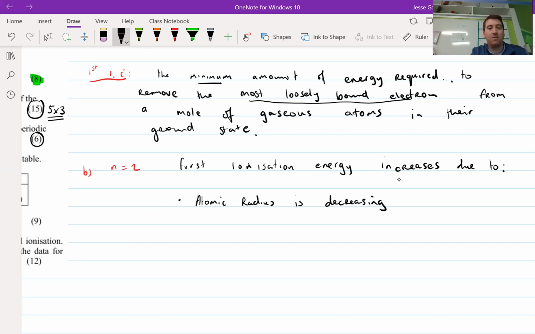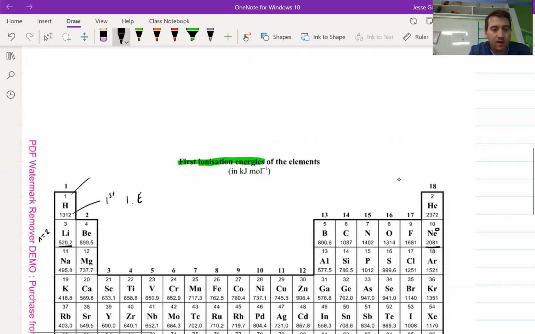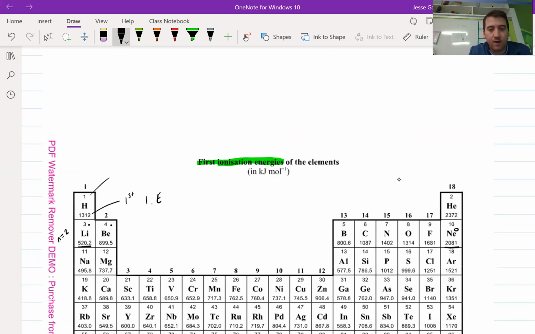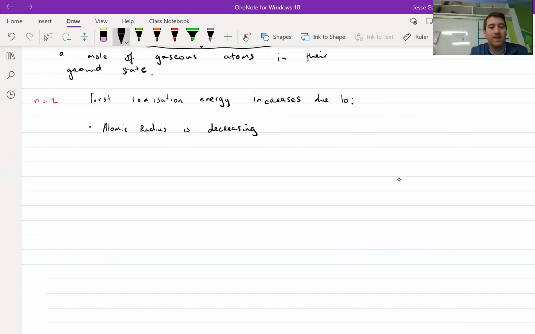And in addition, as we move over, if we go down here and check what else is going on, as we go from lithium to beryllium to boron to carbon, the atomic number is increasing, which means there are more protons in the nucleus. So the nuclear charge is getting bigger, which is going to make it harder to take an electron from it. So atomic radius is decreasing and the nuclear charge is increasing.